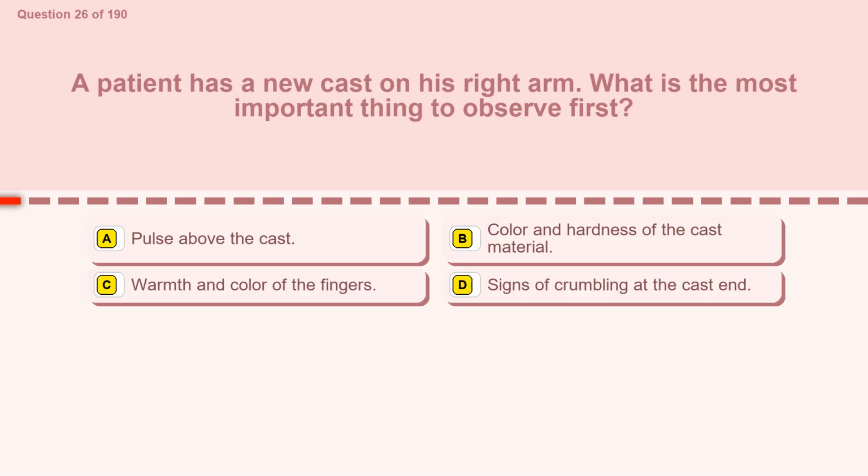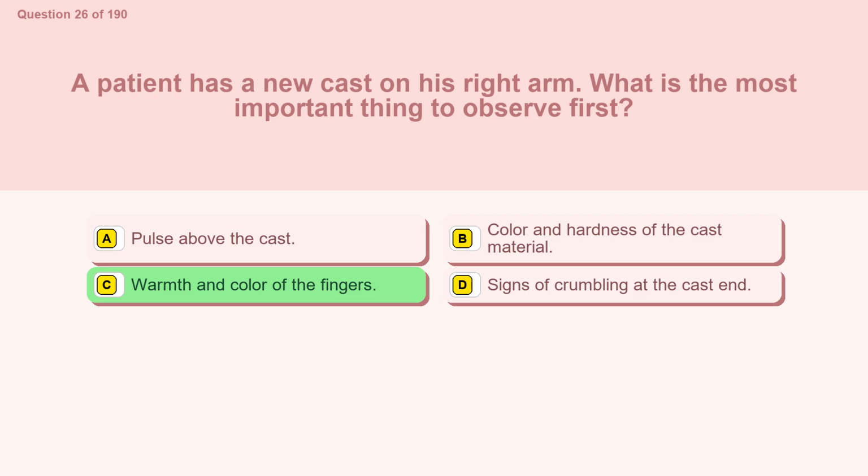Question 26. A patient has a new cast on his right arm. What is the most important thing to observe first? Option A. A pulse above the cast. Option B. Color and hardness of the cast material. Option C. Warmth and color of the fingers. Option D. Signs of crumbling at the cast end.